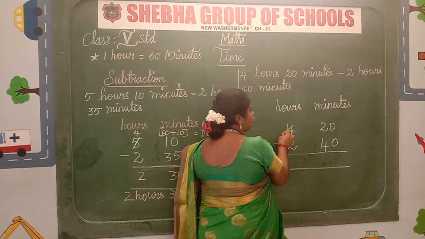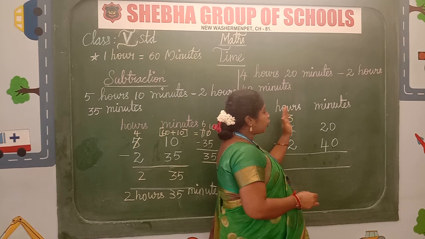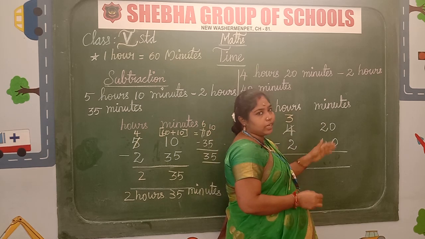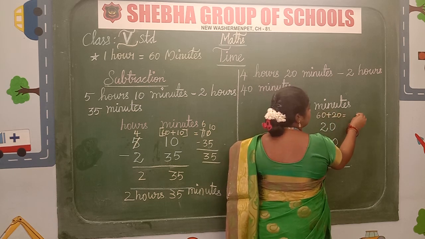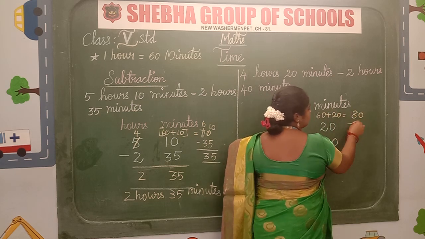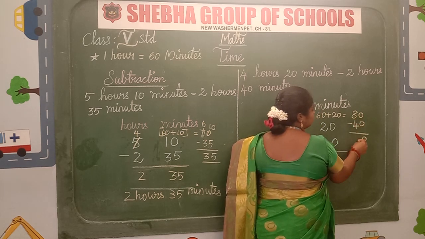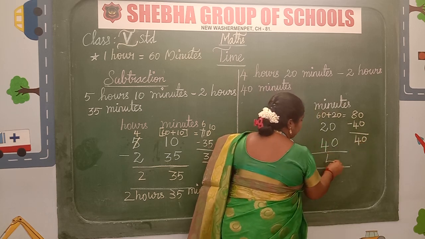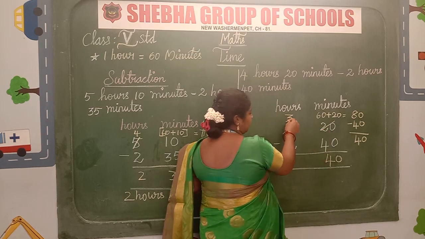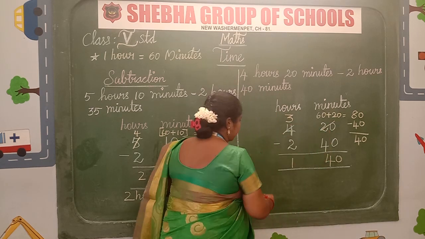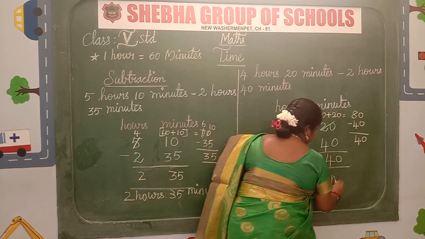So here 4 becomes, yes, you are right, it becomes 3. And we are going to add 60 minutes with 20 minutes here. So 60 plus 20. What the answer, children? 80 minus 40. 0 minus 0, 0. 8 minus 4, 4. So we have to write the answer here. It is 40 minutes. Then 3 minus 2, 1. So we get the answer 1 hour 40 minutes.